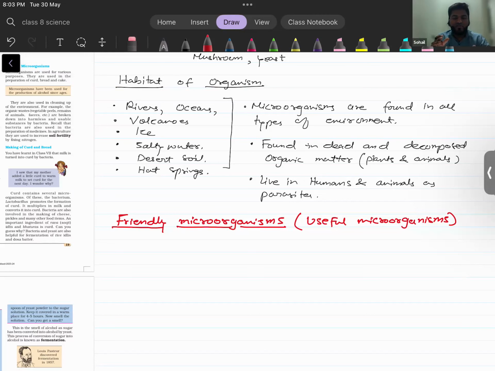Otherwise, if there were no microorganisms, what would happen? It would be injurious to human health also, right? They turn animal waste into harmless products. They decompose it and make it harmless for human health. So we will study the different utilities of microorganisms in detail.